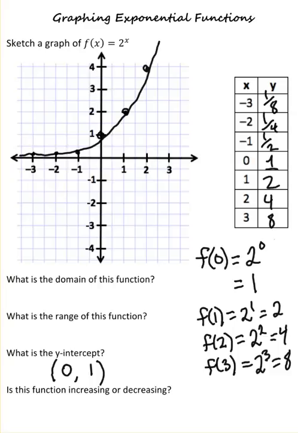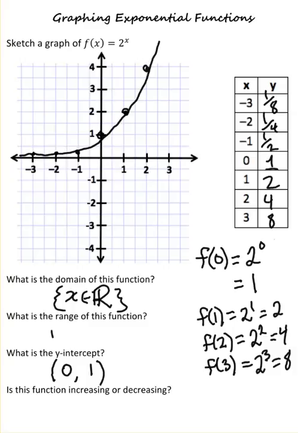The domain of this function is going to be which x values are allowed, right? And any x value will be allowed. I could keep going here for a long time, right? I could put in x is equal to 1,000. That would be fine. I could put in x is equal to -1,000. That would be fine. So I'll just say for my domain, x is an element of all real numbers.